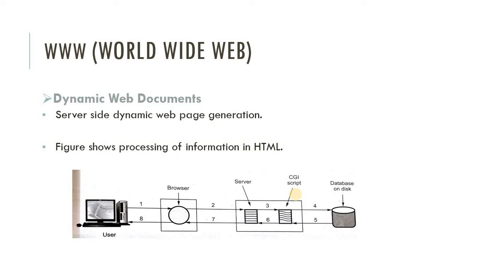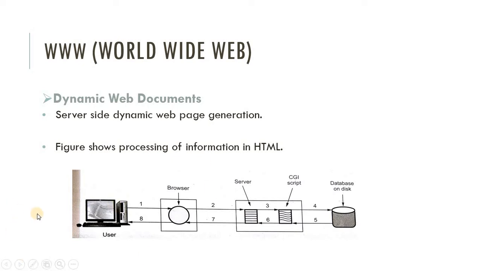With a static web page, we are just writing that information as text, so we have to manually change it. While in a dynamic web page, as the database changes, that change is also reflected in our web page. That is called dynamic web documents. A figure shows the processing of information in HTML.